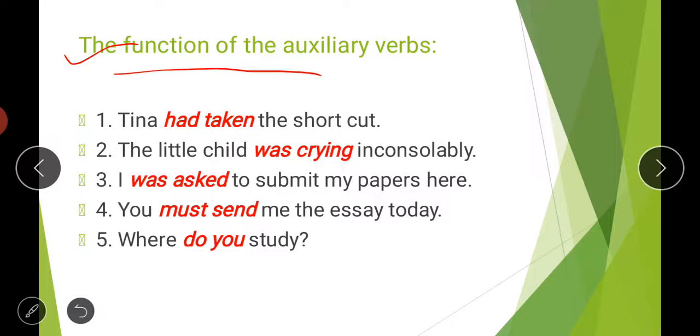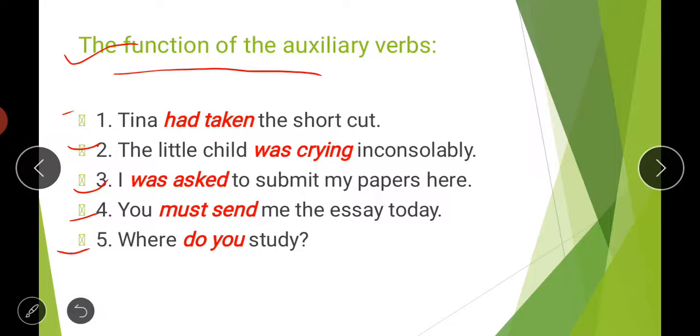If you look at these sentences, the first one is: Tina had taken the shortcut. Here the words written in red color, had taken, these two words are acting like an auxiliary verb here. Then in the second, the little child was crying inconsolably. Then, I was asked to submit my papers here. Then the fourth one is, you must send me the essay today. Then, where do you study? The last one is the question form.